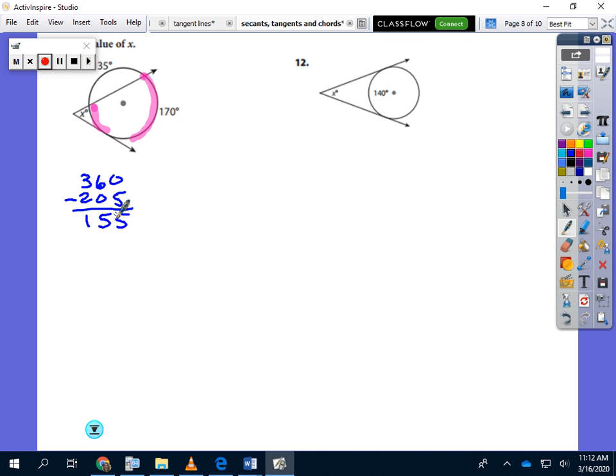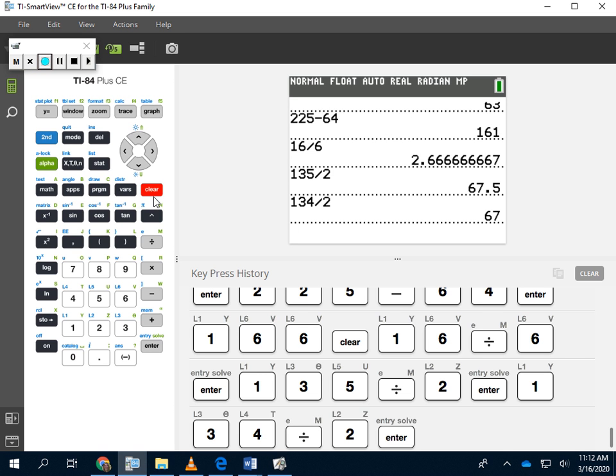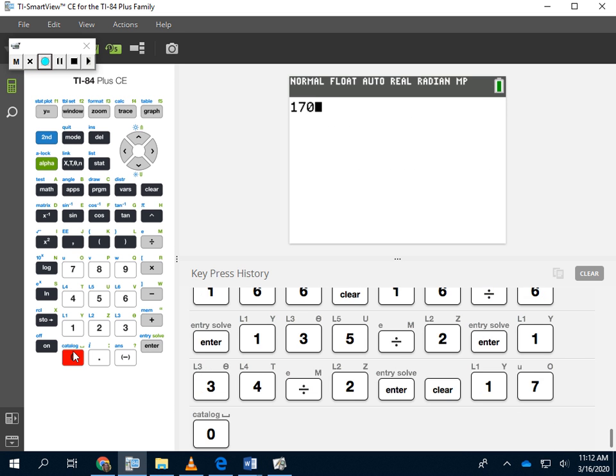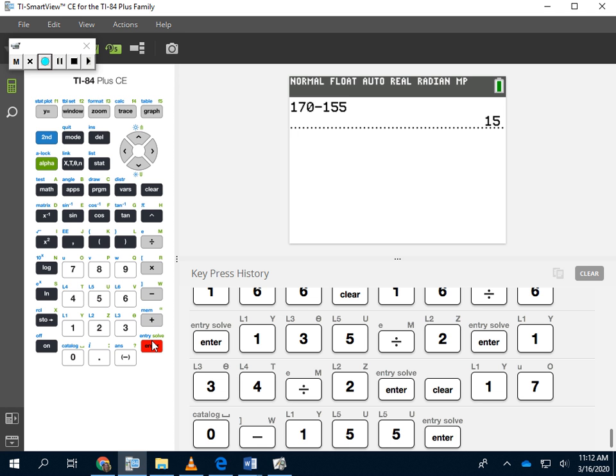So now I can use my formula. This is 155. So it's the outer arc minus the inner arc divided by 2. So x is going to be the outer arc minus the inner arc divided by 2. 170 minus 155 divided by 2. 170 minus 155. Divide that by 2.